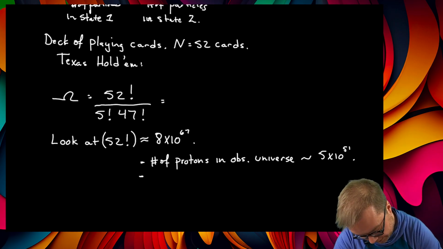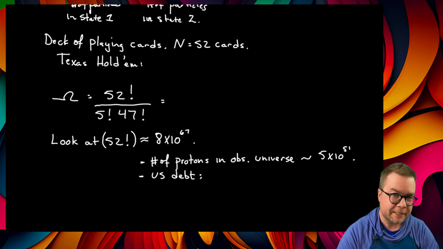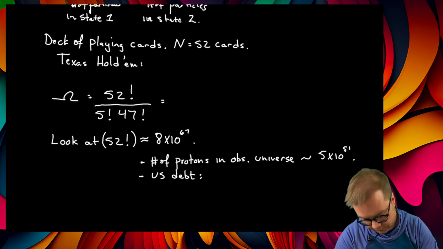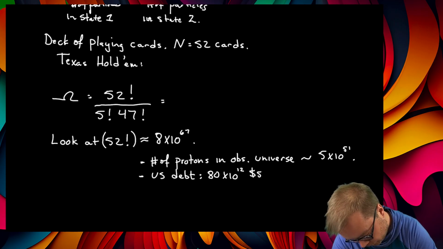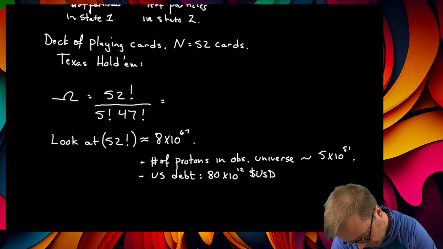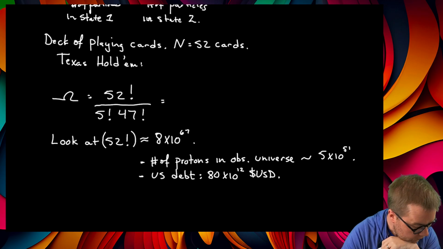What is the U.S. debt? Ooh, controversial subject. Last I checked, it was $80 trillion. So 80 times 10 to the 12 USD. So 52 factorial is much, much, much bigger than that. Okay.